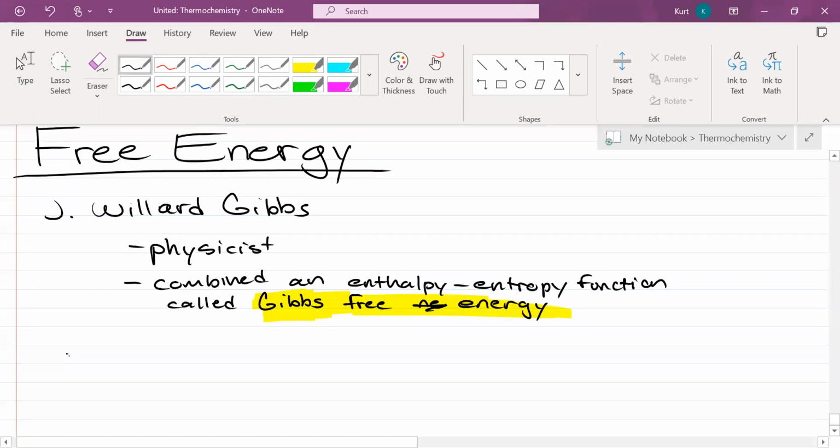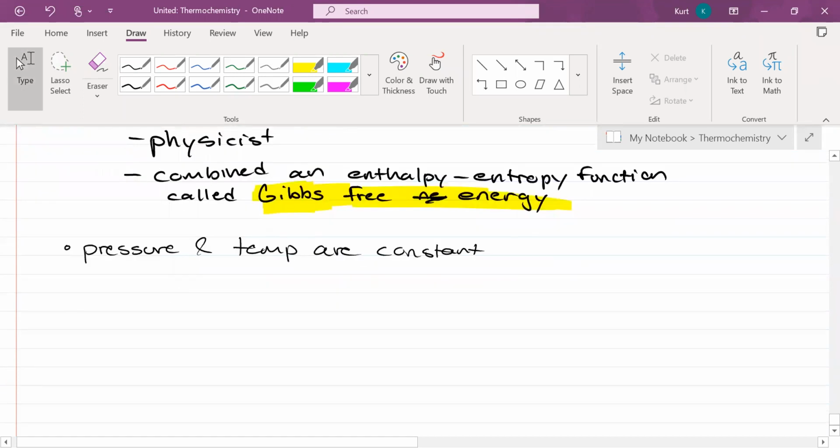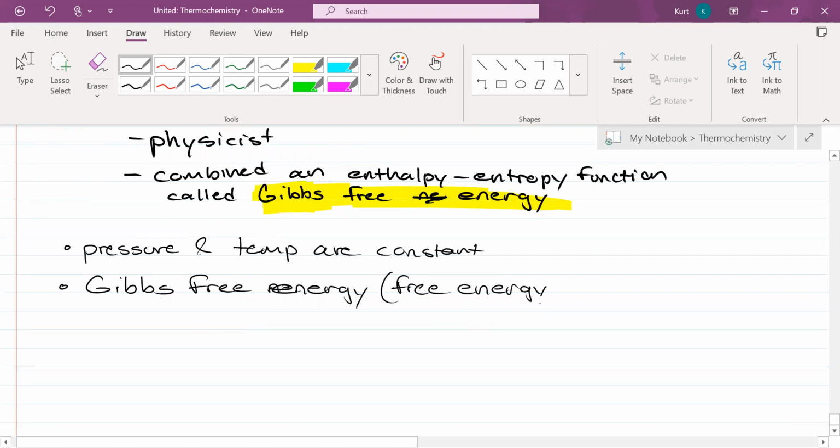Now, in these reactions, pressure and temp are constant. The symbol for Gibbs free energy, or you can just call it free energy, is G. That's going to be our variable.